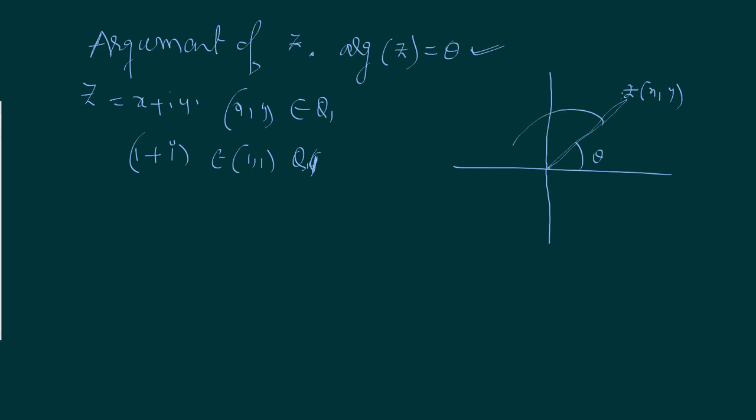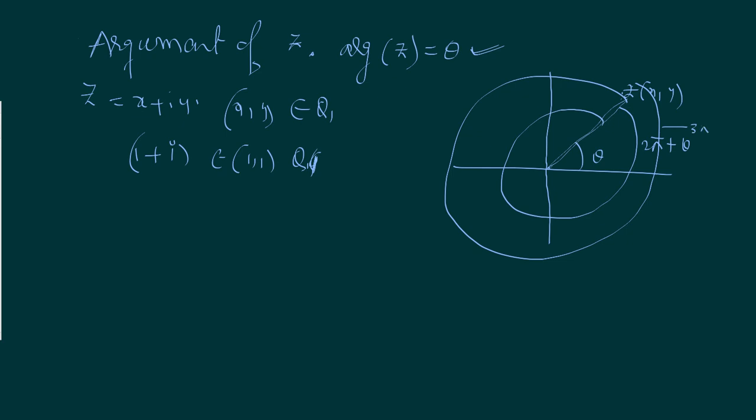Suppose if I move a second time, this is 2 pi plus theta. If I move a third time, sorry, 4 pi plus theta. Now the argument of z is varying like this: theta, 2 pi plus theta, 4 pi plus theta, 6 pi plus theta, and so on. So the least value of theta is there now.